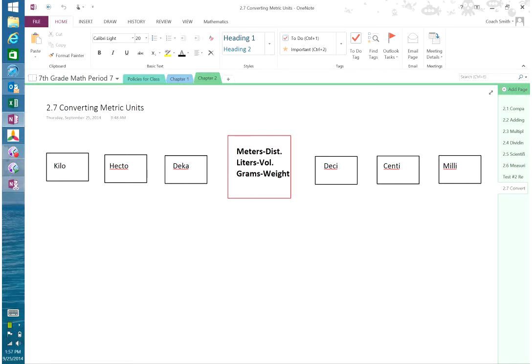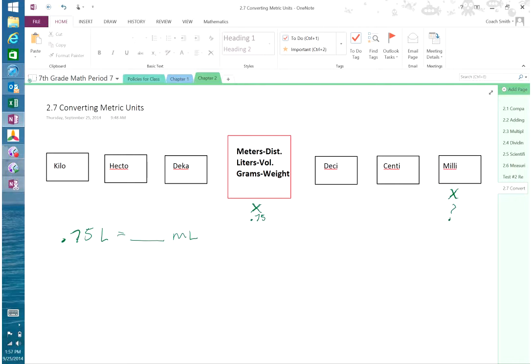All right, 2.7. 2.7, we're talking about converting metric units. We're talking about taking one unit of measurement, for example, 0.75 liters, and converting it to milliliters. So we're starting here with 0.75, and I want to go to here with question mark.